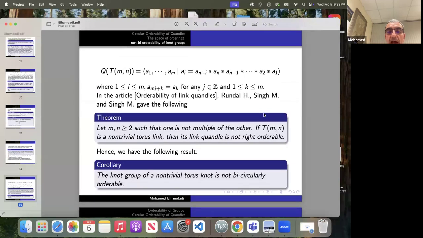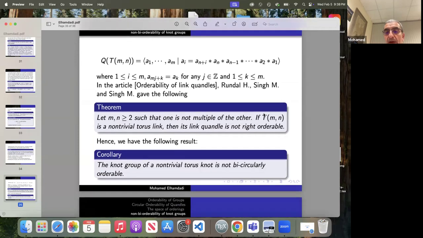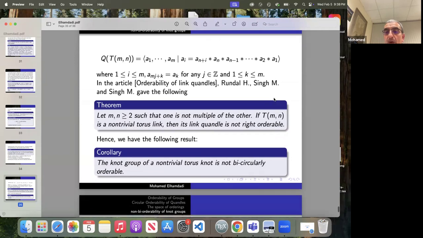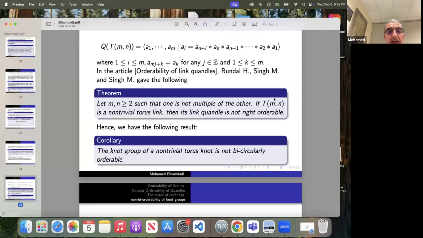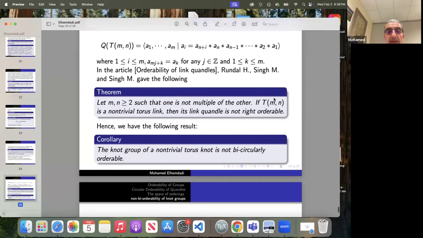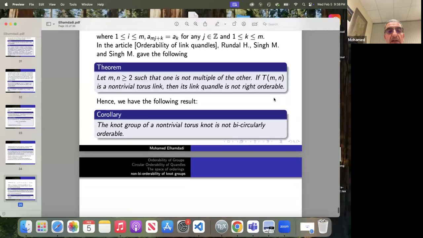Now, assume that we have the following theorem. Assume that m and n are greater than or equal to 2, such that neither is a multiple of the other. If the torus knot T(M,N) is a non-trivial torus link, then its link quandle is not right orderable. Hence, we have the following result. The knot group of a non-trivial torus knot is not bi-orderable.